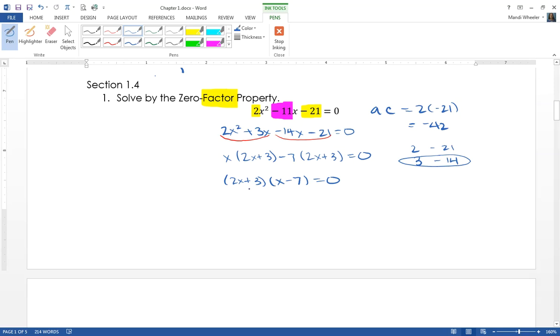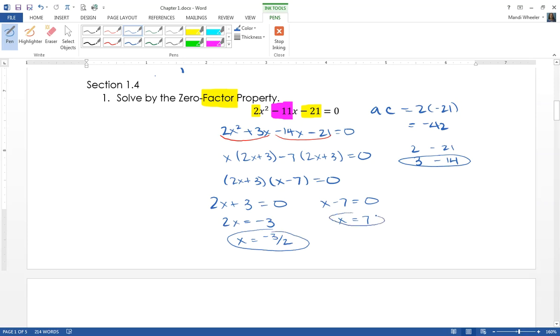Okay, and now we can use the zero factor property, which says that if we have two things multiplied together that equal 0, that means that one or both have to be equal to 0. And so we can just have simple linear equations. We're going to subtract 3 and divide by 2. On this one, we're going to add 7. And for all of these, you can check your answers by going back and plugging them in for the x here.